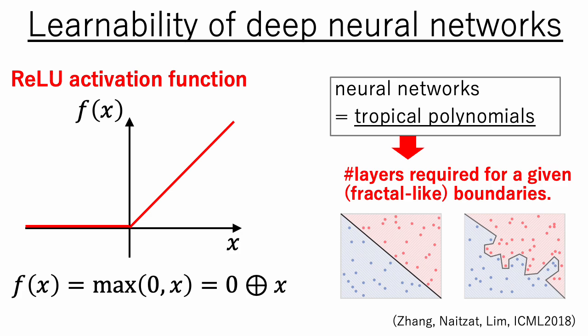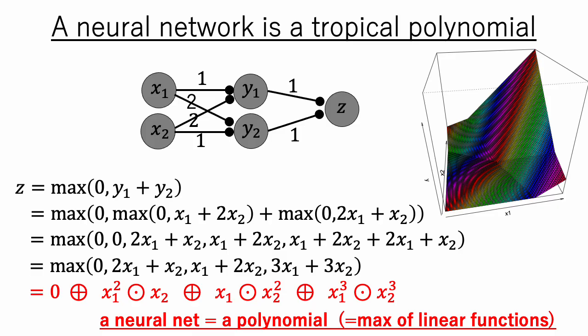For example, you can show how many layers are required to represent a given boundary. It is surprising you can predict the impossibility of learning before you train. They specifically found that adding a layer is much more efficient than adding neurons in each layer. This slide just briefly confirms that a neural network with ReLU is in fact a tropical polynomial.